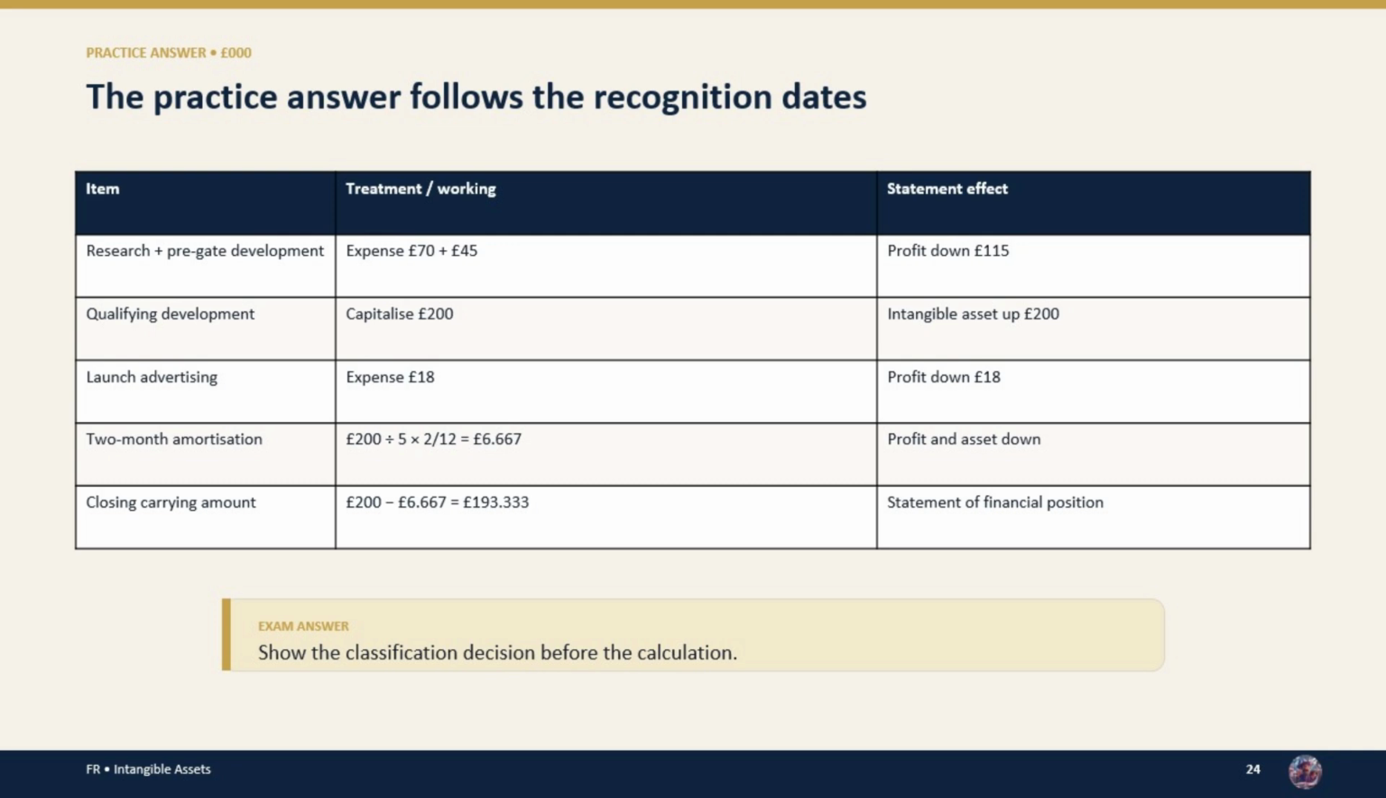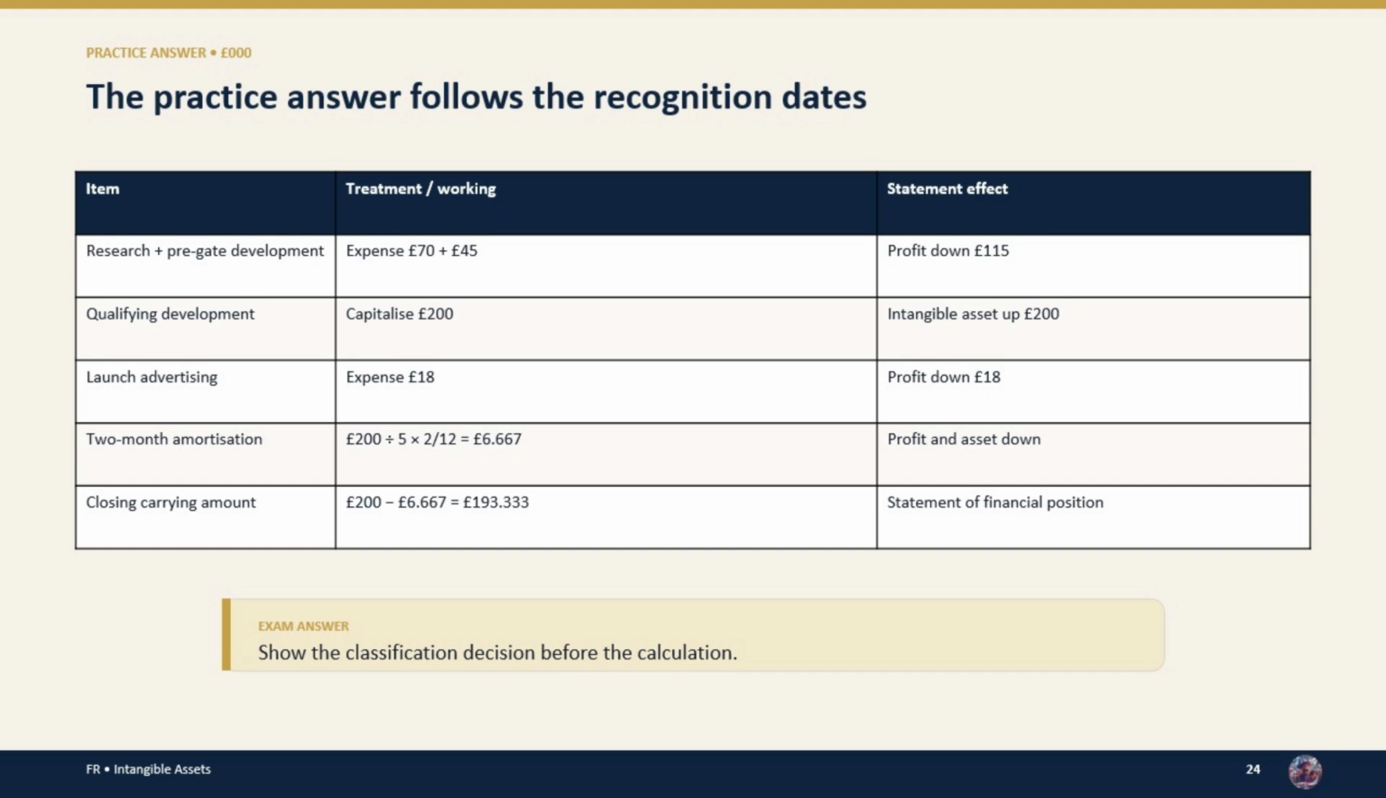Research of 70 is expensed. Development of 45 before the 1st of September is also expensed and cannot be reinstated. Qualifying development of 200 is capitalized. Advertising of 18 is expensed. Total immediate expense is 133.